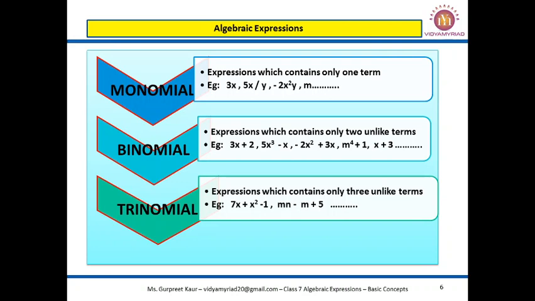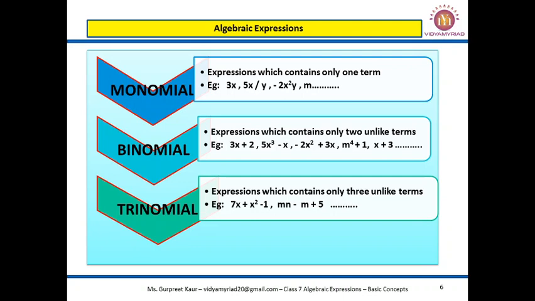Now, these are certain important algebraic expressions which you need to know: monomial, binomial, trinomial. Mono means only one term, bi means two unlike terms, and tri means three unlike terms. Why am I saying unlike terms? If it is like terms, you can add or subtract or solve that expression. It should be unlike terms at the end to decide whether it is a monomial, binomial or trinomial.